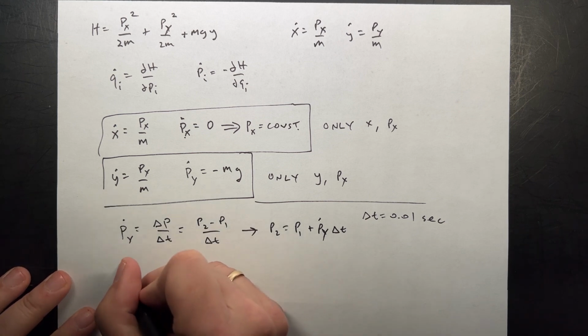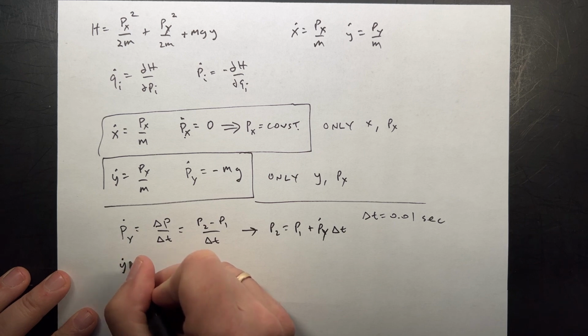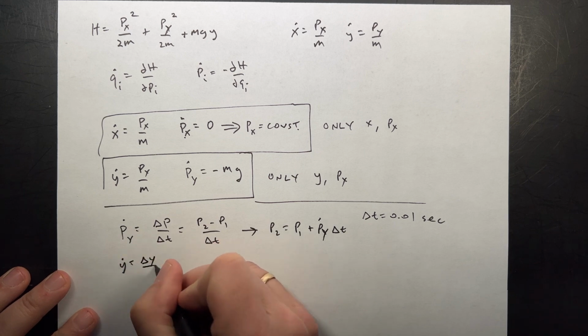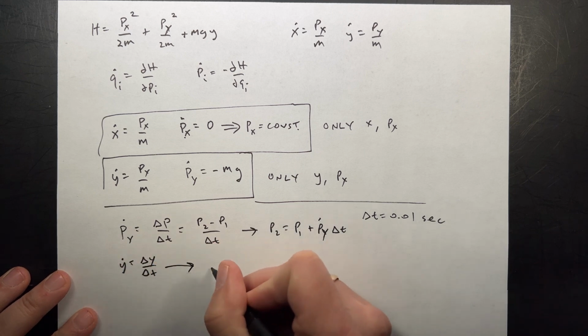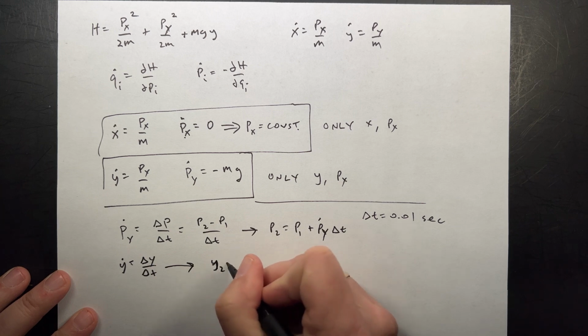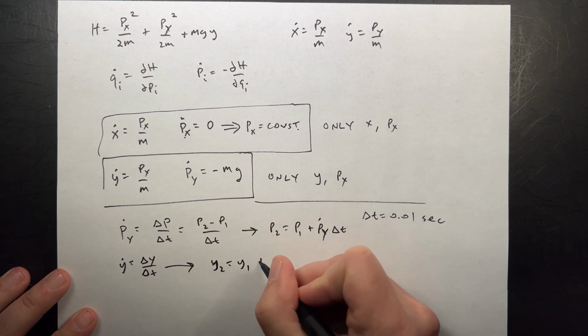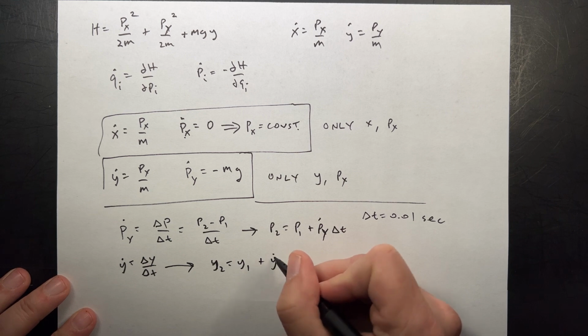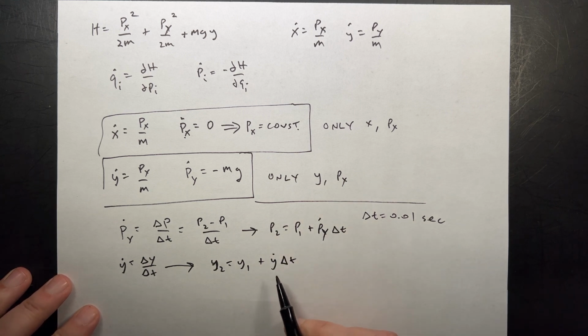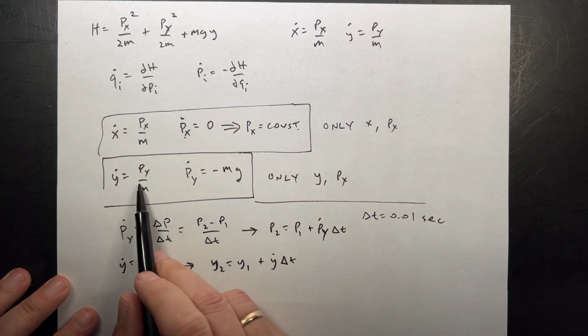I can say y dot is constant, even though it's not. y dot is delta y over delta t. So from this, I get y2, the position at the end of the time interval, is y1 plus y dot delta t. And how do I find y dot? It's right here. That's p over m in the y direction.